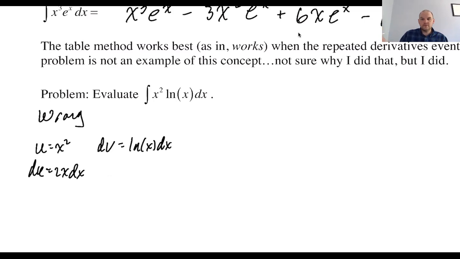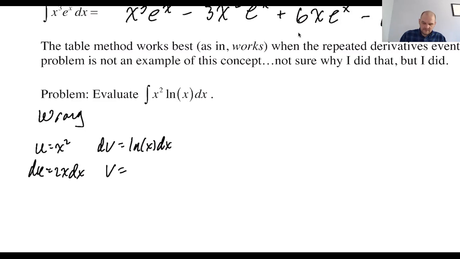So table problem, perfect. The problem is v, I have to integrate natural log of x, which I can totally do to x ln of x minus x. But that's way more complicated. And then the next step, I'll have to integrate again. And it seems like this is not going anywhere.